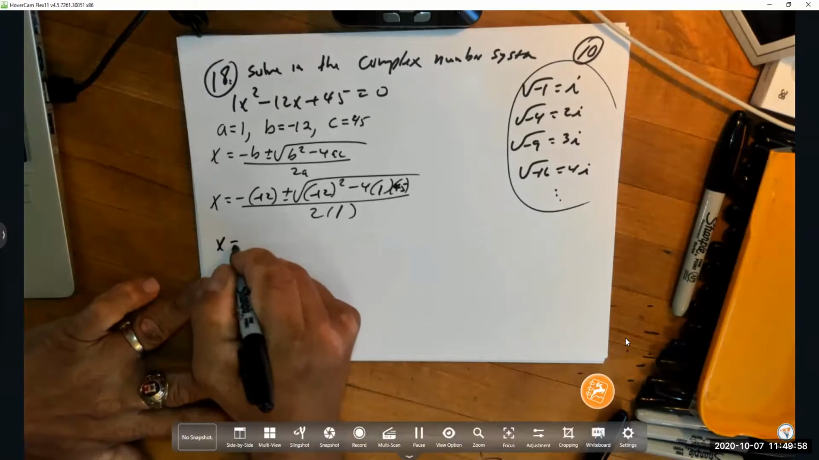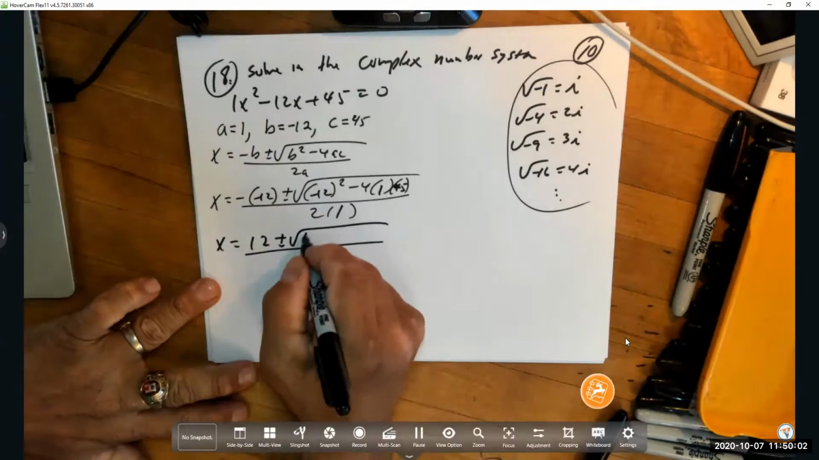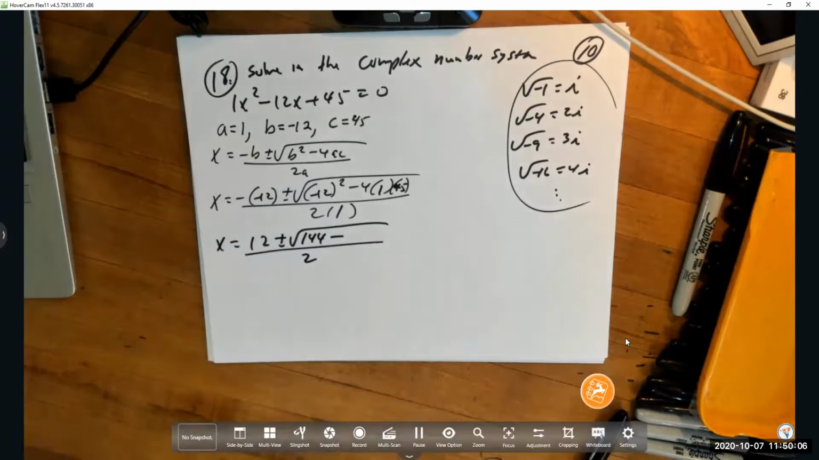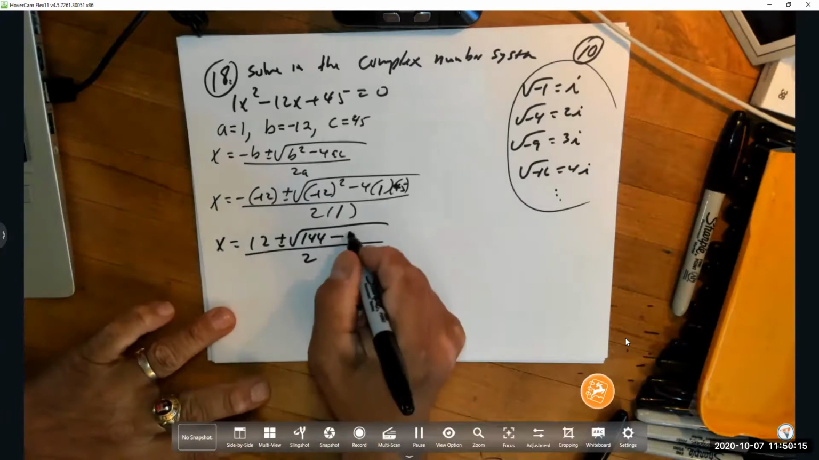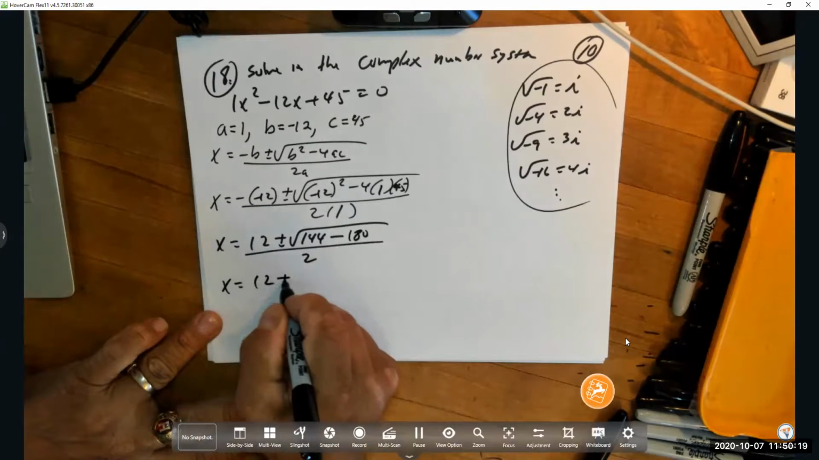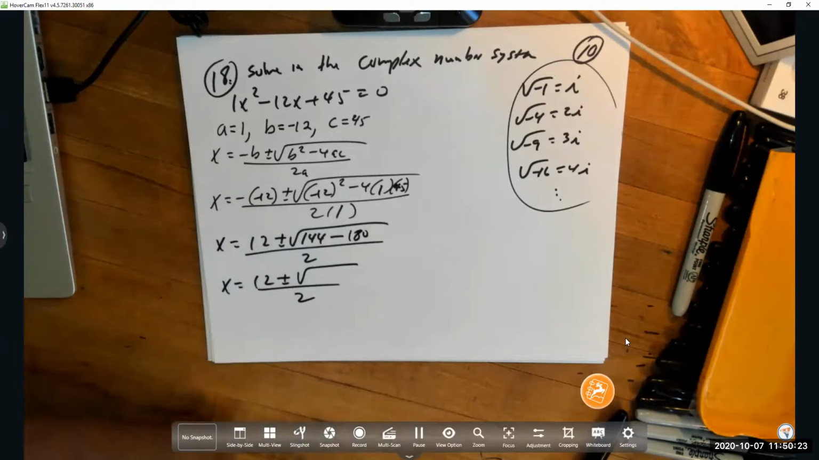This is going to be 12 plus or minus 144 minus, and I don't know what that's going to be. What's 4 times 1 times 45? Do it in the calculator. 4 times 1 times 45. 180. And subtract those numbers in your calculator. What's 144 minus 180? Negative 36.